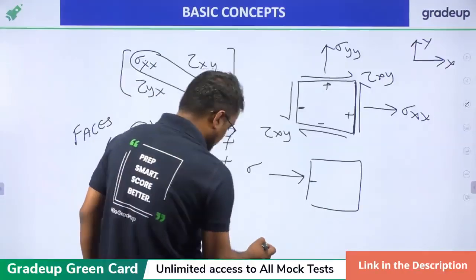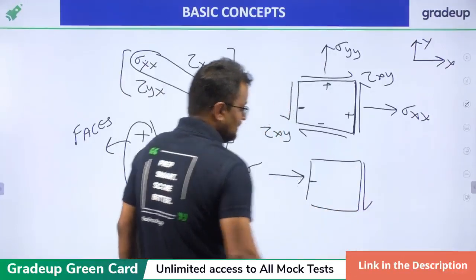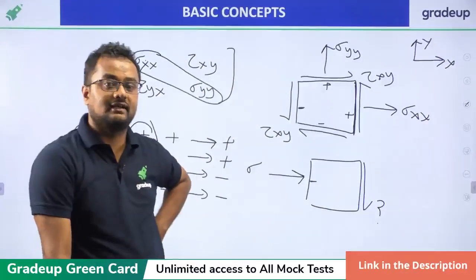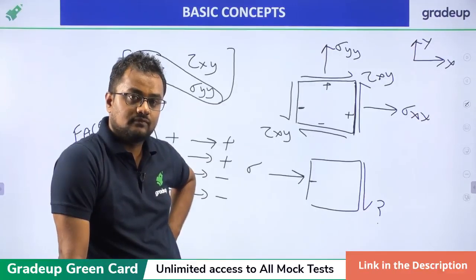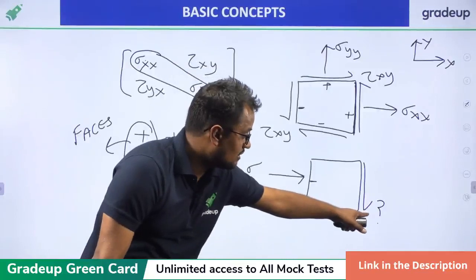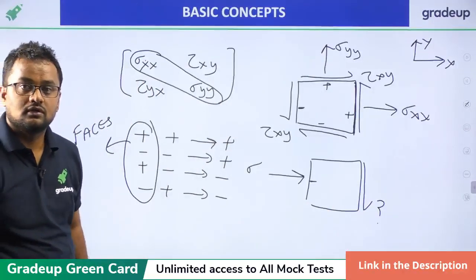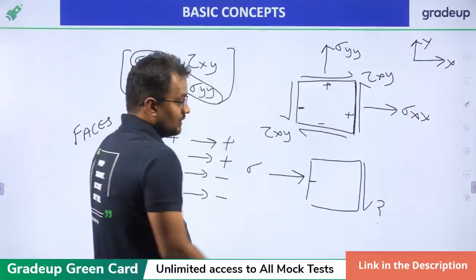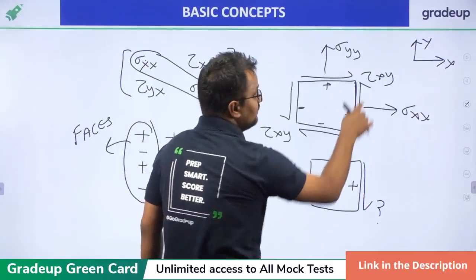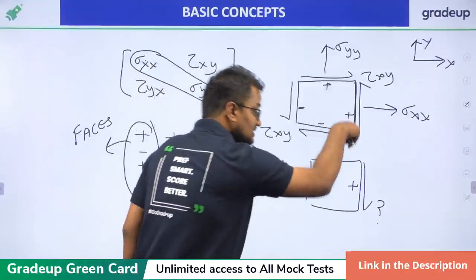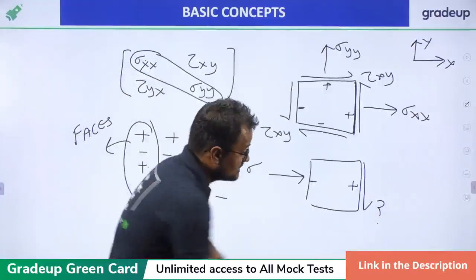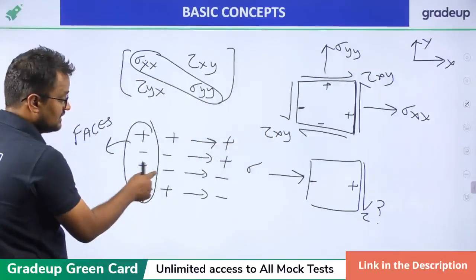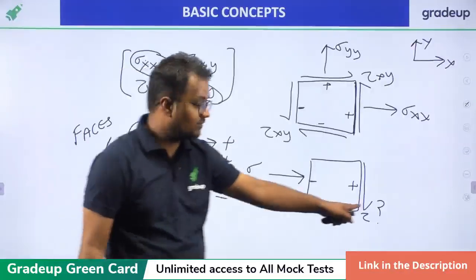See, I am drawing one more. If shear is like this, please tell me whether it is positive or negative. I am asking about this. If shear is acting like this, is this positive or negative? Okay, Suresh is saying negative. See, if this is acting, it is acting on a positive face, the outward normal is in the positive direction, and the direction is downwards, negative y axis. So this shear stress is acting on a positive face and in a negative direction, therefore it is a negative stress. This tau will be a negative stress.